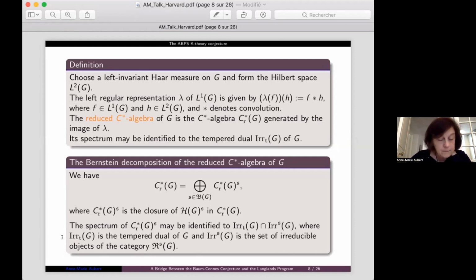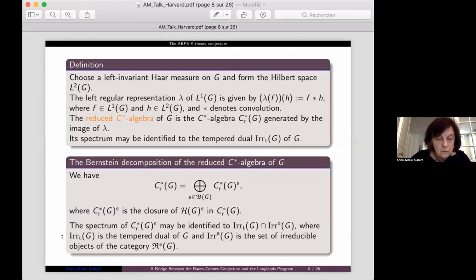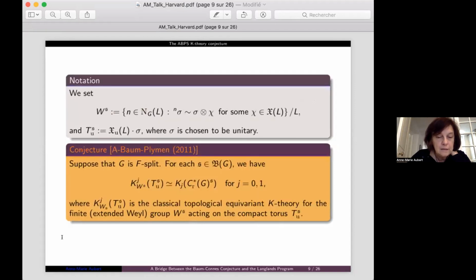And we can say, okay, this is one thing. So this is easy to define. And now we would like to do something more. I mean, you would like to understand, to have a description of the K-theory of this summand. And for this, we introduce the following group.